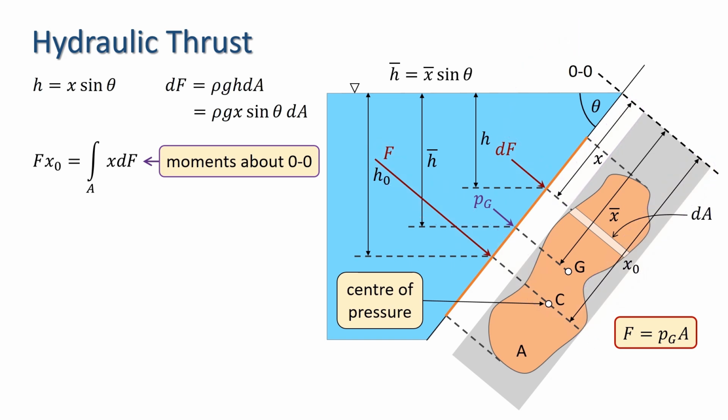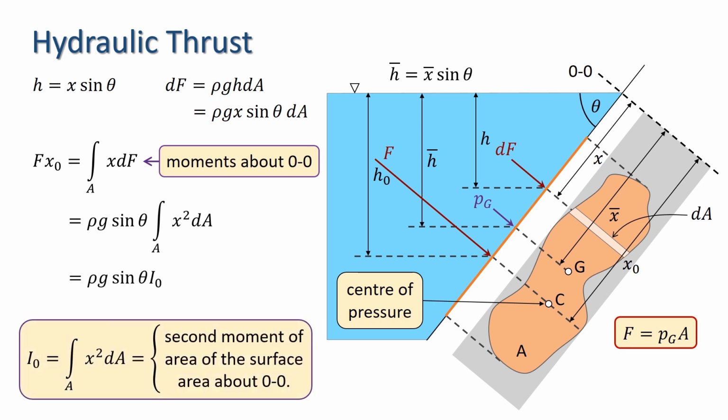Substituting our expression for dF into the integral, we get F x0 equals rho g sine theta I0, where I0 is the second moment of area of A about OO, defined as x squared dA integrated over A.